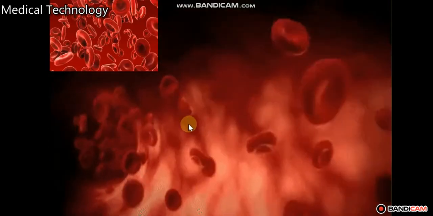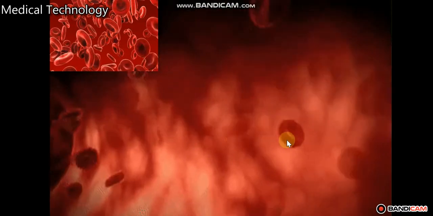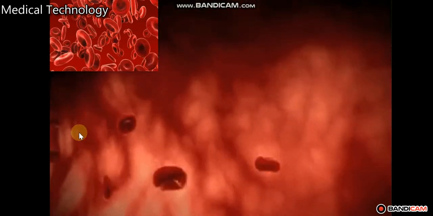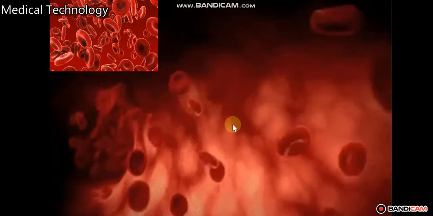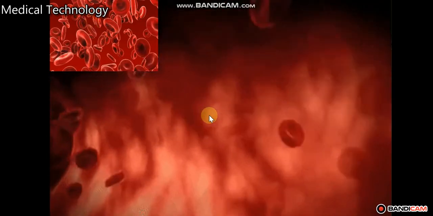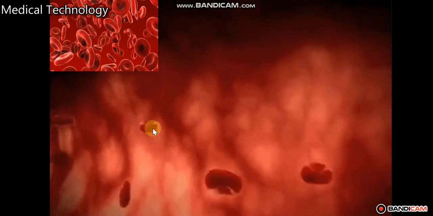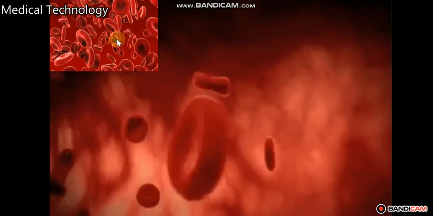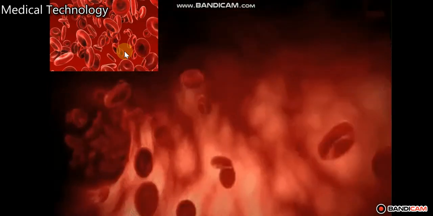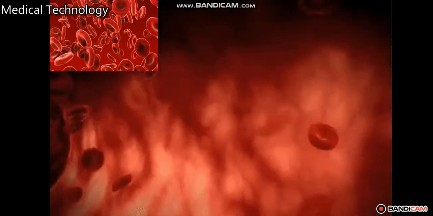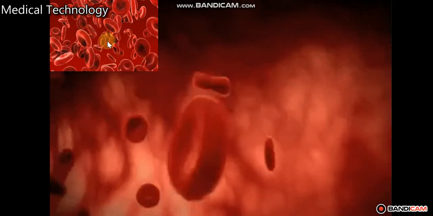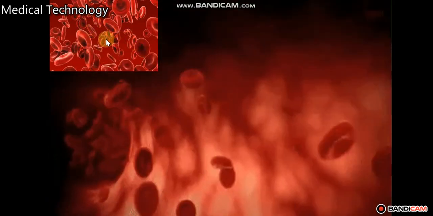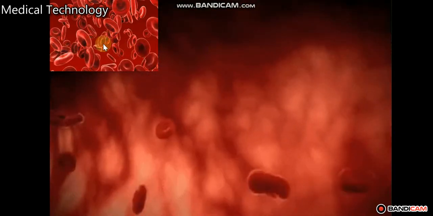Look at the differences between anemia and polycythemia. Anemia is a decrease in the number of RBCs. Polycythemia means an increase in the number of RBCs. And these are, of course, abnormal cases.